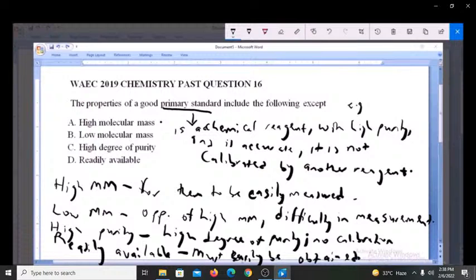Now, examples of primary standards include sodium chloride, zinc powder, sodium oxalate, which is Na2C2O4, etc. Now, from the definitions we are given, we see that low molecular mass will make the standard difficult in measuring. Therefore, low molecular mass is not a good property for a primary standard to have, and therefore the answer is B, low molecular mass.